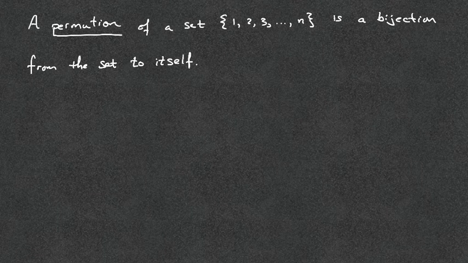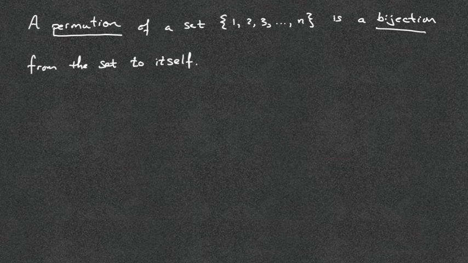So before we talk about the formula for the determinant, an important component of that is something that we'll call the sign of a permutation. And so for that, we need to talk a little bit about permutations. A permutation of a set 1, 2, 3 up to n is really just going to be a bijection from the set to itself. Now that's one way of thinking about it.